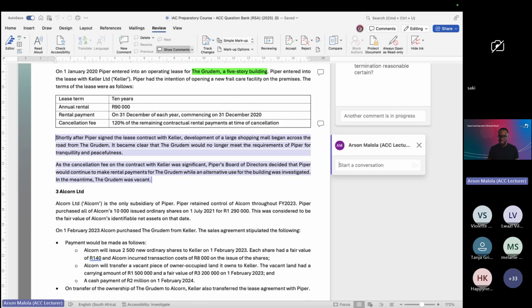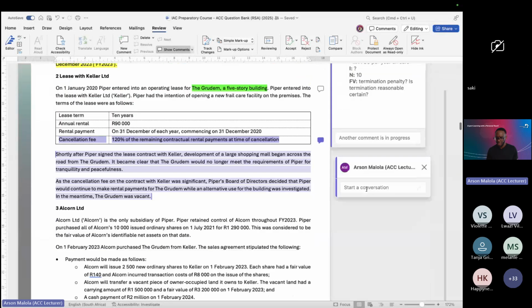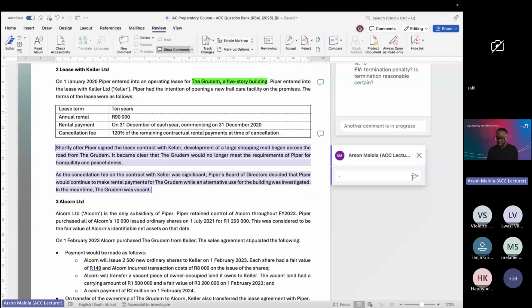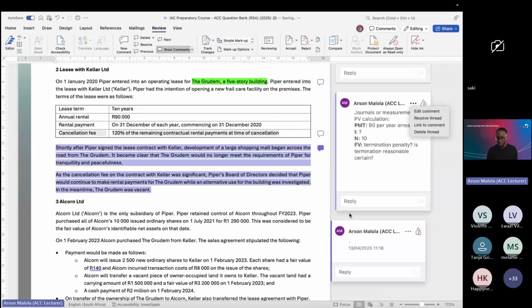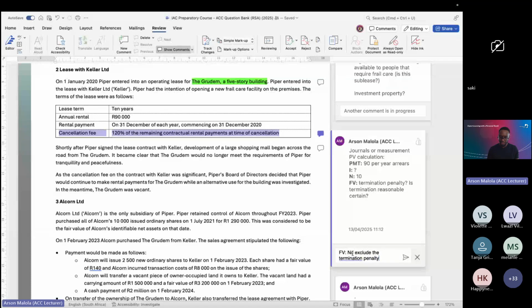So now I can go and answer the question that I raised initially, right? So I said, okay, fine. Am I going to cancel this thing? The answer is no. It's expensive. Let me just close this comment here. Okay, I'll write a separate comment so we can actually see how we're developing as we're going. So to answer the question about the future value, no. Exclude the termination penalty because not reasonably certain to exercise that option. Right, now these are my notes.